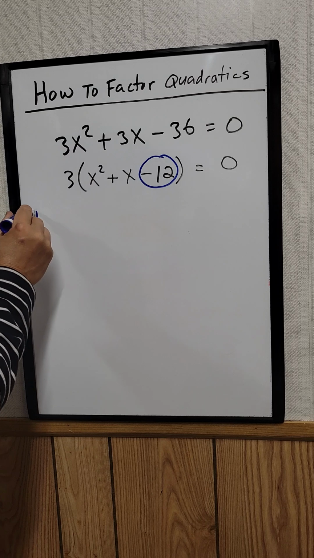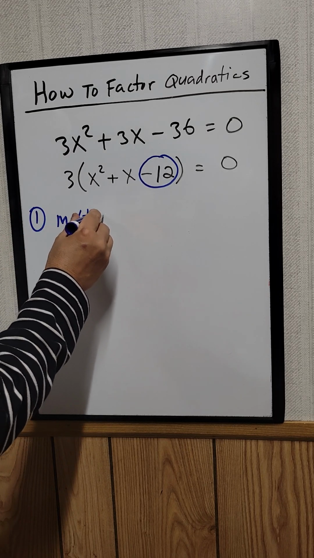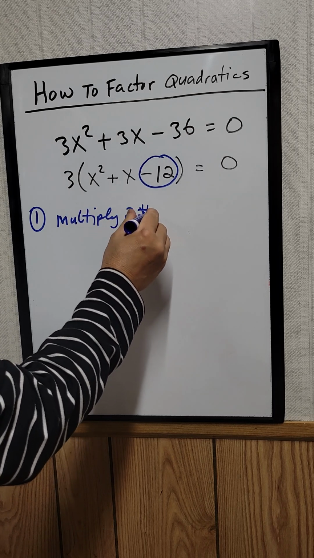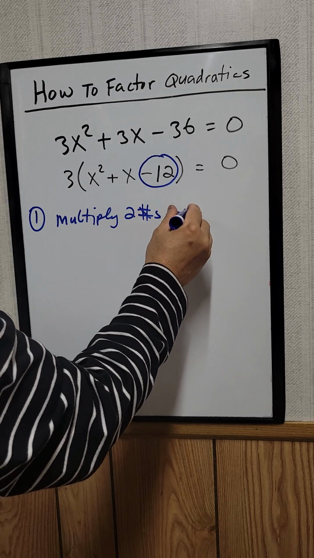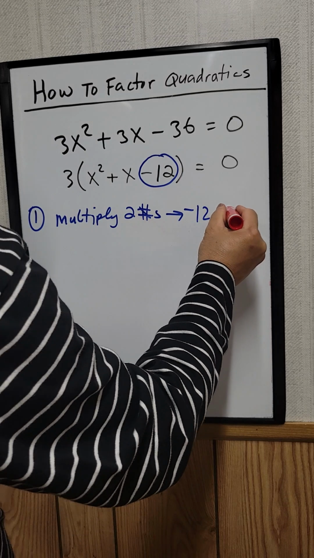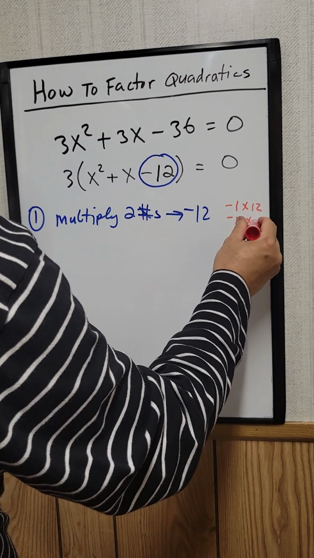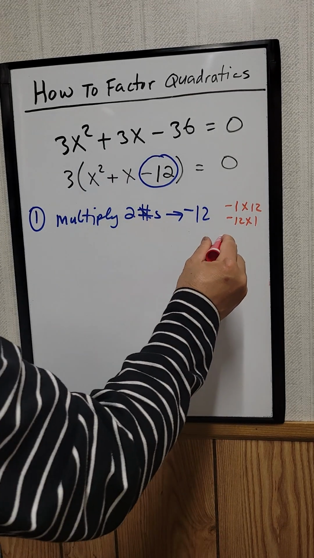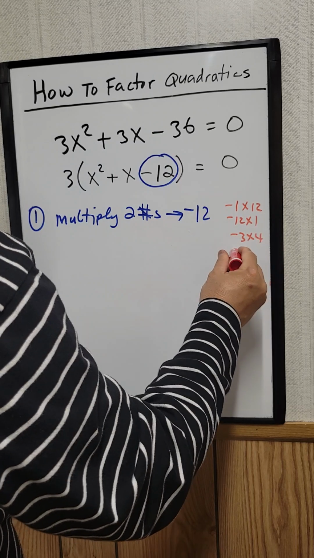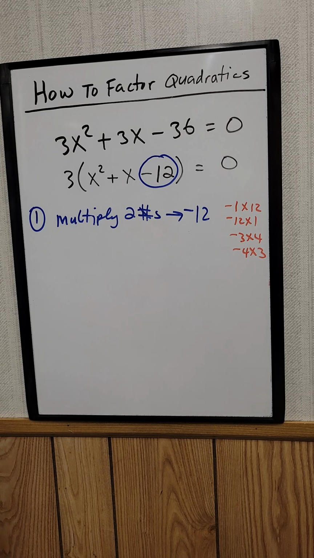Okay, so step number one, multiply two numbers that will give us negative 12. So what are the two numbers that give us negative 12? They would be negative 1 times 12, negative 12 times 1, negative 3 times 4, or negative 4 times 3. Okay, now the second step.